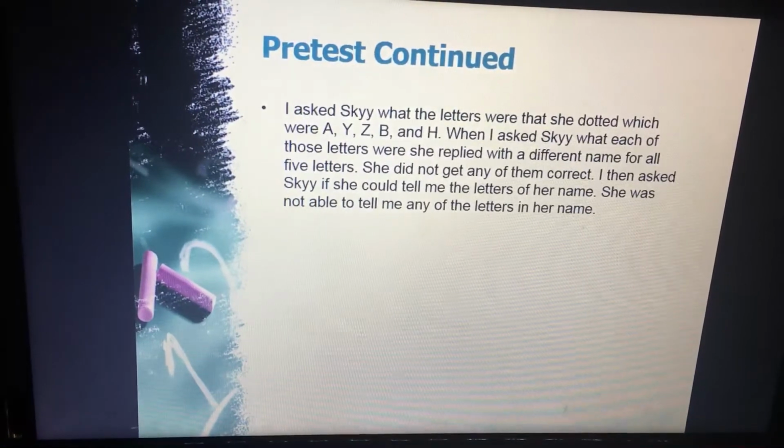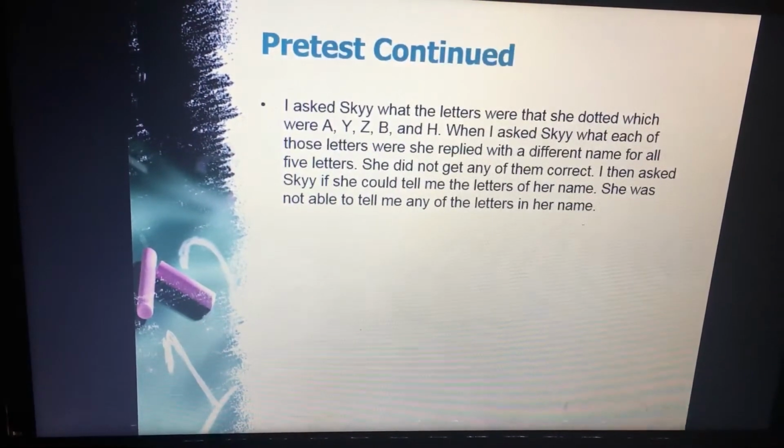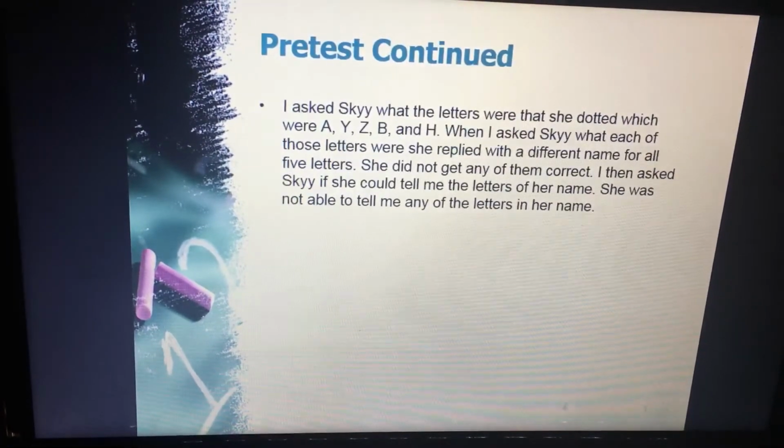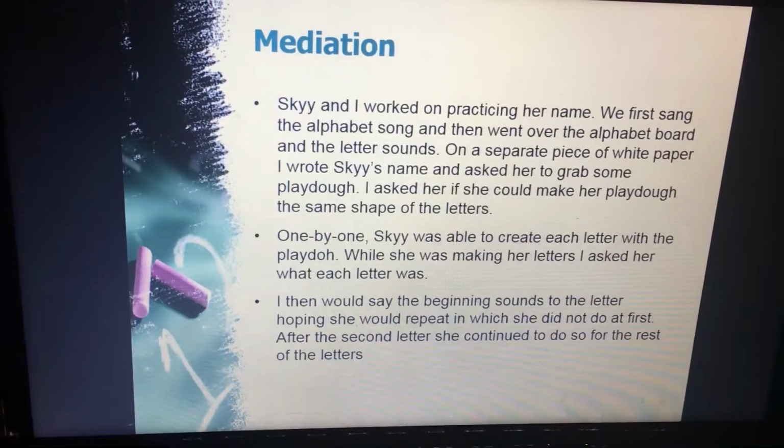I then asked Sky if she could tell me the letters of her name. She was not able to do so either. However, when I wrote on a separate piece of paper all the letters together, she was able to tell me that is my name.